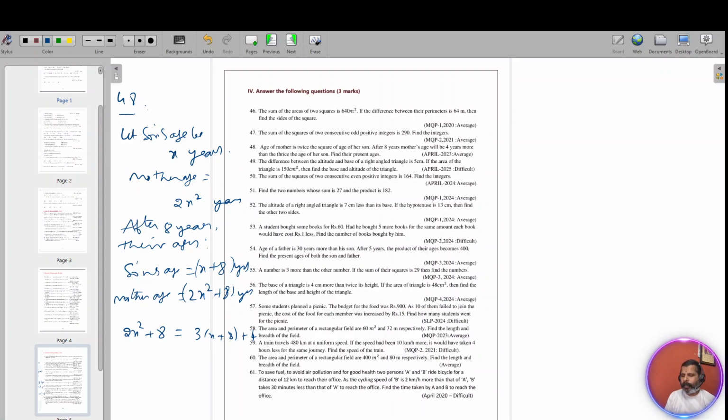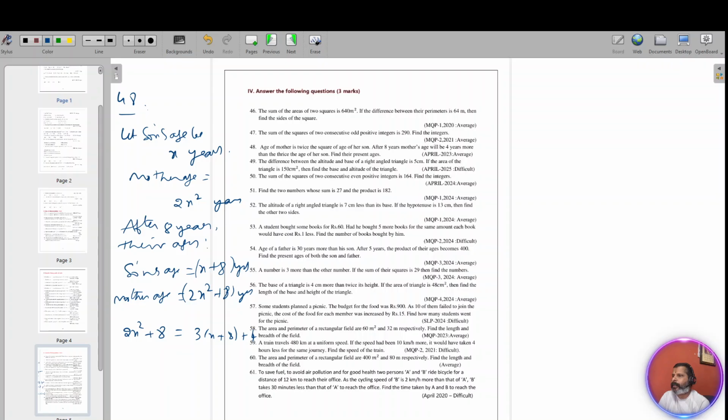Please read the question again. Mother's age after 8 years will be 4 more than thrice the age of the son. Okay. Now you open the bracket, make a standard quadratic equation, then you solve. I'll bring this question till the quadratic equation part.